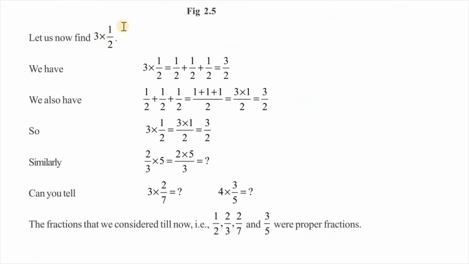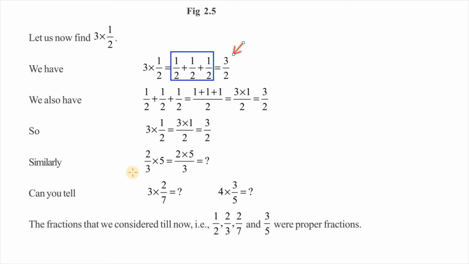Now, let us find 3 into half. Instead of doing 3 into half as multiplication, you can also do it as repeated addition, where you just expand 3 into half by saying half plus half plus half. Half plus half plus half, we know that this is equal to 3 by 2. We know this from addition of fractions. So similarly, we can also get it by directly multiplying the numerator 1 with the whole number 3.